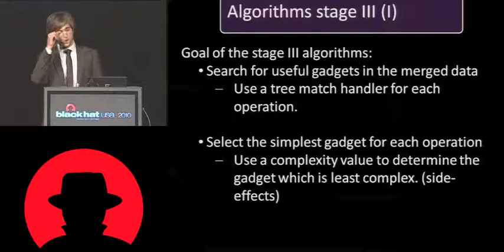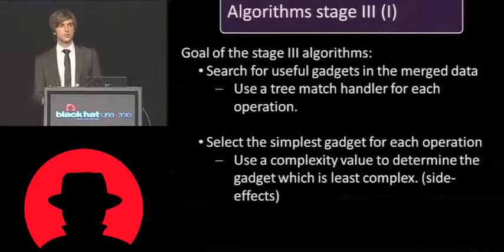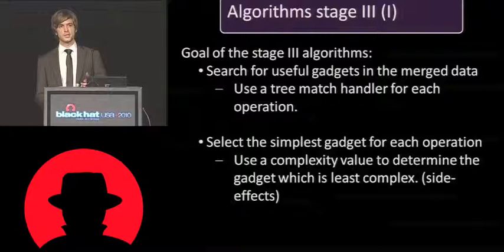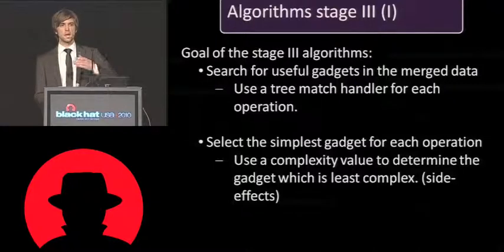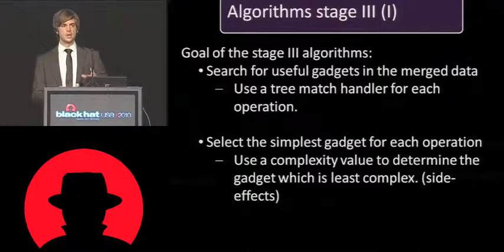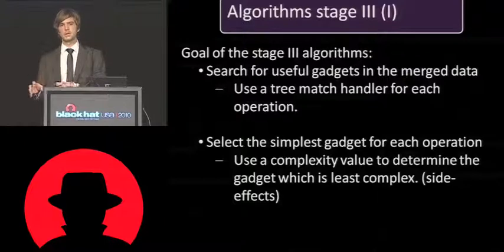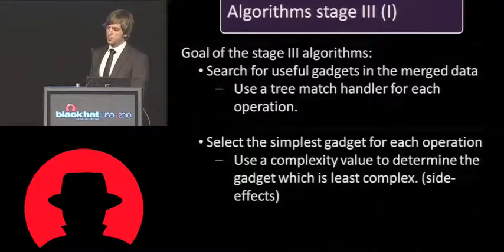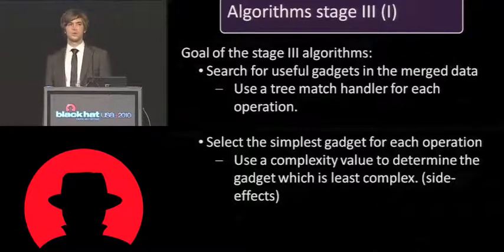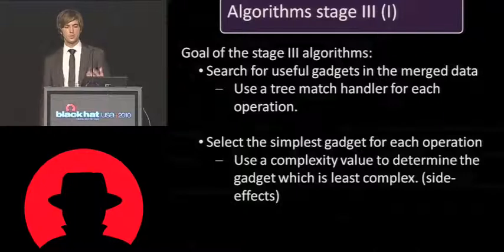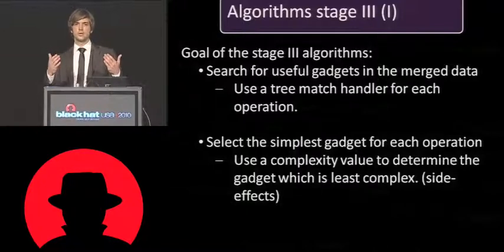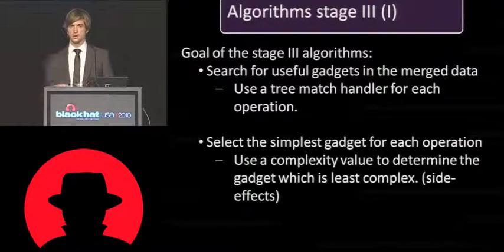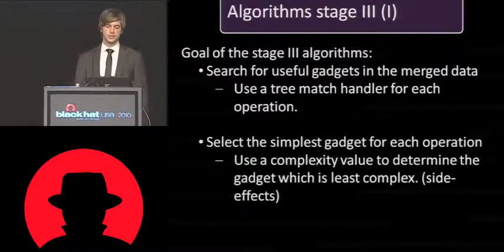Okay. Now that we have merged all the data along the paths, and we have pretty much for every path that we can execute all the information on how registers, memory locations, and jump conditions are influenced, we can now start searching for the specific gadgets that we are actually aiming to find in the binary. One of the parts is that we use a tree match handler for each of those operations. So what we basically do is take a tree and try to compare it to some tree that we have earlier defined to see if it matches. I'm going to show a result later on.